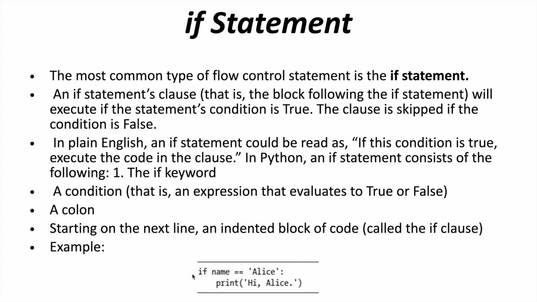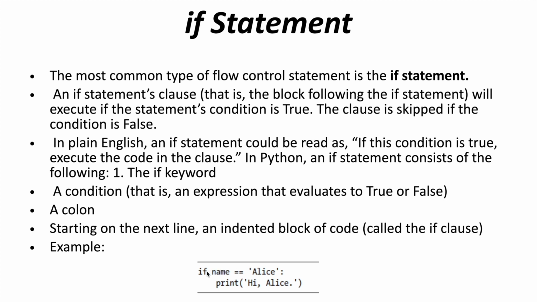For example, in this example, if name is equal to Alice, this is the condition. Name is equal to Alice is the condition. If the condition is true, it will print Hi Alice. If name is not equal to Alice, the if statement is going to get skipped. Very simple. So how does the if statement work?